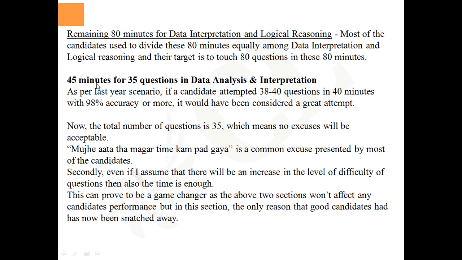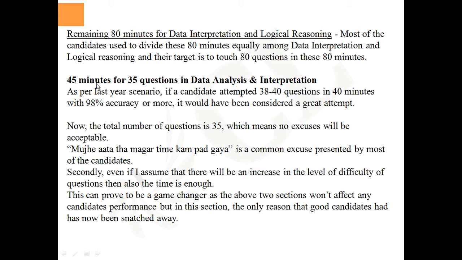The next is, once a student would have spent 30 to 40 minutes on English and GK, the remaining 80 minutes he would have spent on reasoning and data interpretation. In these 80 minutes, a normal candidate targets 80 to 90 questions, on average 55 seconds to 1 minute per question, with great accuracy. But now the scene is different.